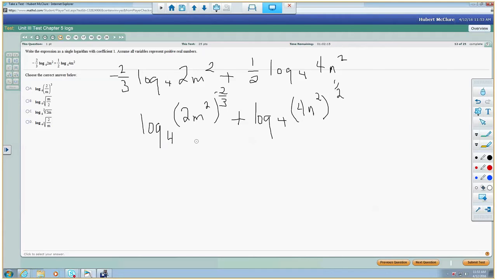Including you. All right, log base 4 of 1 over 2m squared raised to the 2/3 power, plus log base 4 of 4n squared.